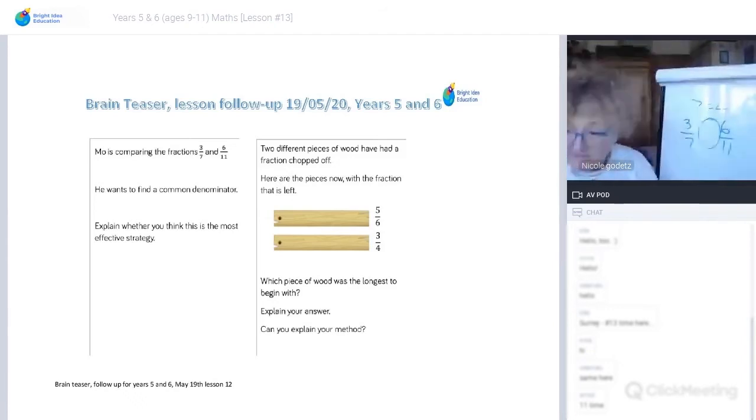Do you think this is the most effective strategy, or can you think that there might be another way of doing it? What do you think? Shall we find a common denominator, or is there an easier way of solving this problem? Let me hear your ideas. Tell me, is finding a common denominator the most effective way? Anybody got any other ideas?